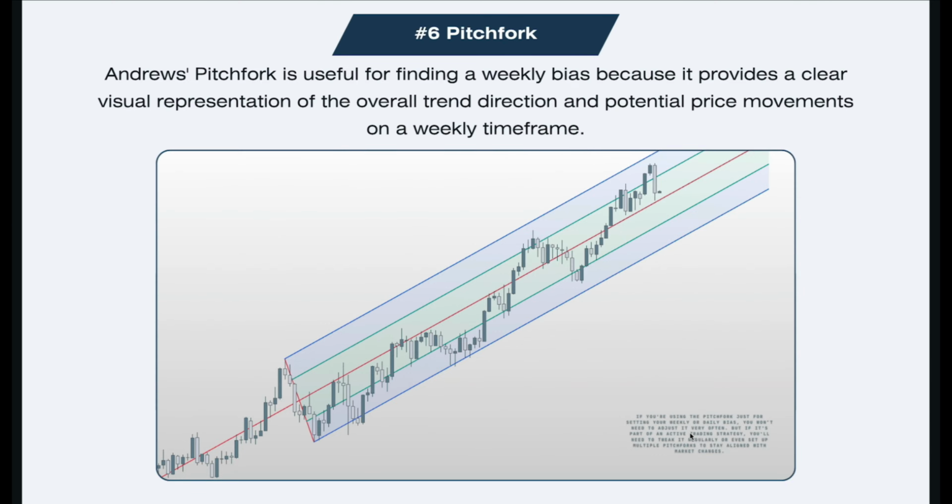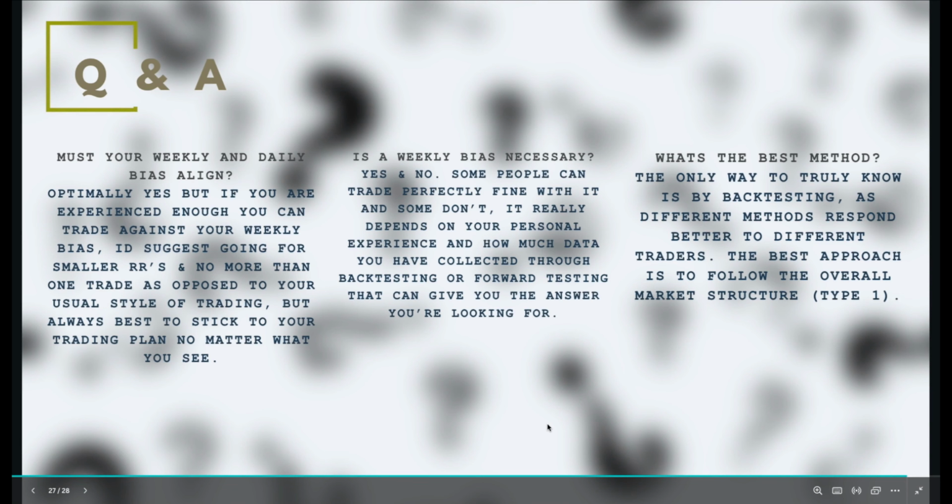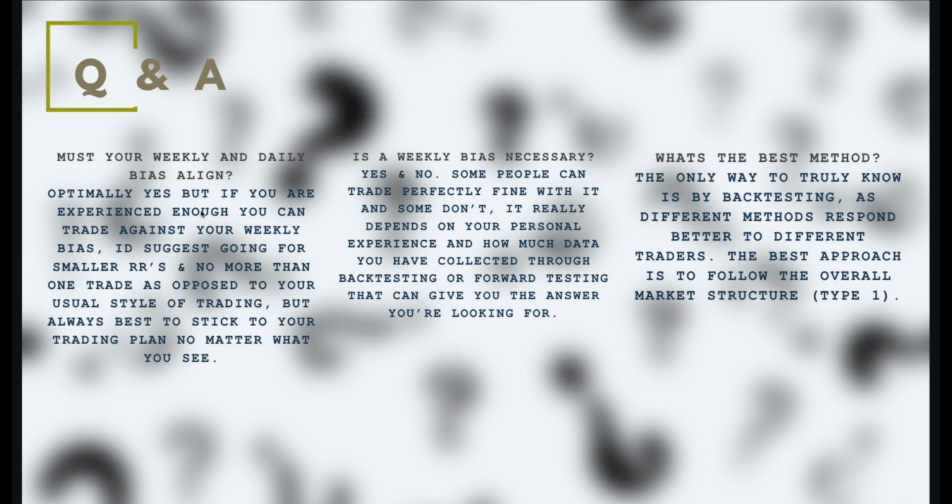Just use it for your weekly or daily bias. Okay. All right. So for the Q&A portion, must your weekly and daily bias align? Optimally, yes, but if you are experienced enough, you can trade against your weekly bias. I'd suggest going for smaller RRs and no more than one trade, as opposed to your usual style of trading. But it's always best to stick to your trading plan no matter what you see.